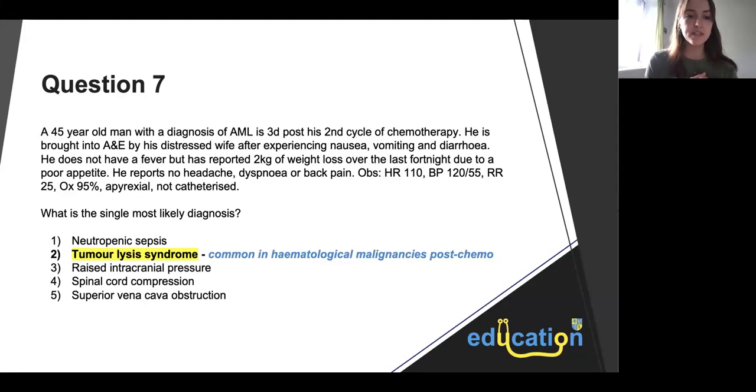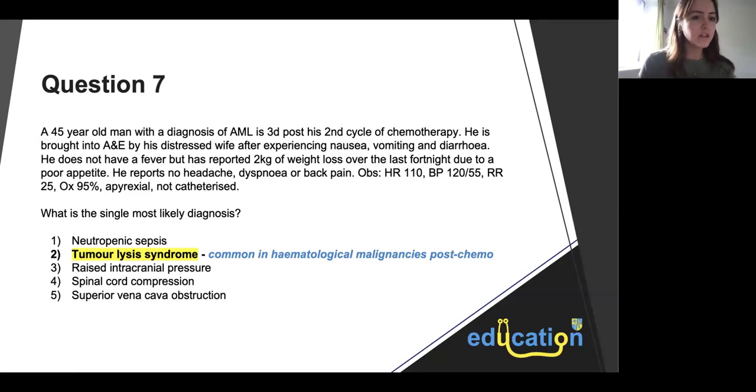Another thing that points towards it in the stem is the diagnosis of AML, and any blood cancer already puts you at a much higher risk of having tumor lysis syndrome because the chemotherapy is essentially causing all of these cancer cells to burst open and release all of their contents into the bloodstream. And that causes massive electrolyte disturbances and can be quite dangerous.